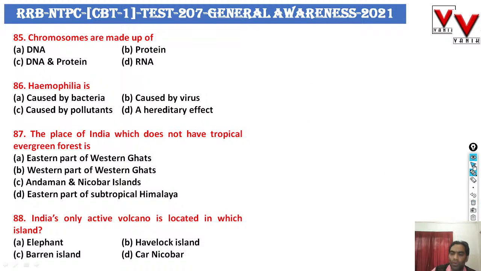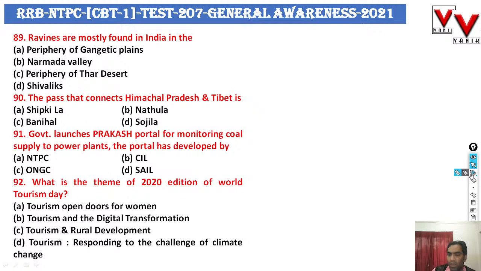Now we are going to proceed further to the 89th question: riverines are mostly found in India in the periphery of the Gangetic Plains. So the right answer for 89 is A.